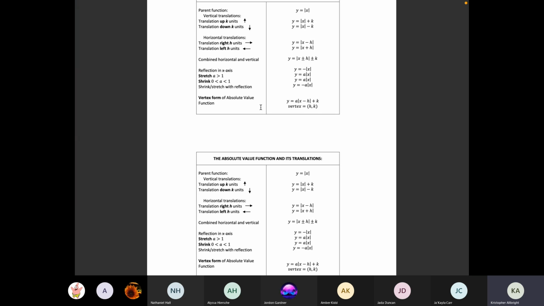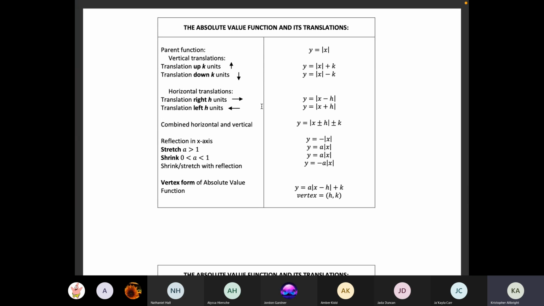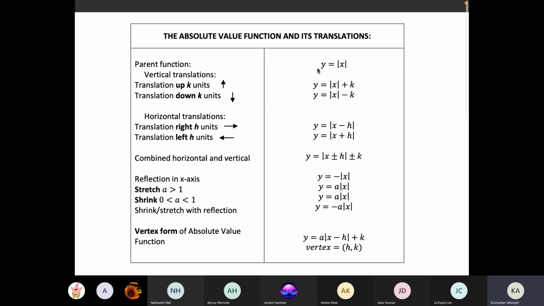So this is what it looks like for the absolute value function in its translations. So if your regular function is y equals absolute value of x, then these tell you what it is. So if you have a number added on the outside right here, then it's going to go up. If you have a number subtracted on the outside, it's going to go down. Same thing with horizontal, all of the above, and then shrinking and stretching. So this is just useful for remembering what goes where and which way everything goes. I'll send it out later, but you can Google it, like absolute value function translation cheat sheet. I know that's a mouthful, but this is what you will get.